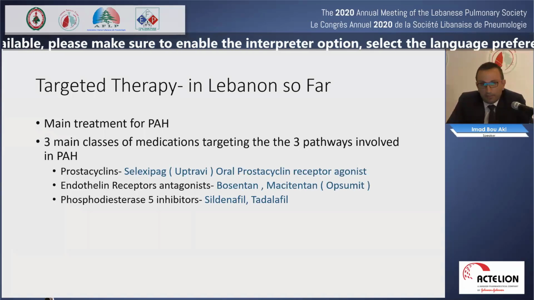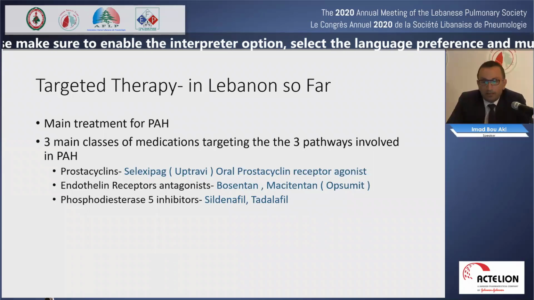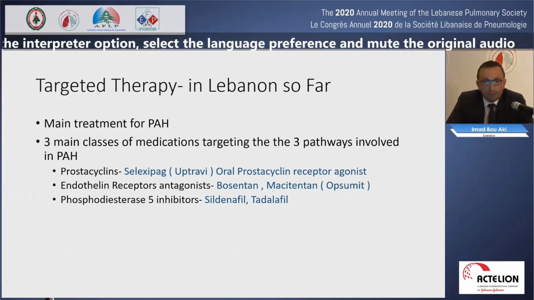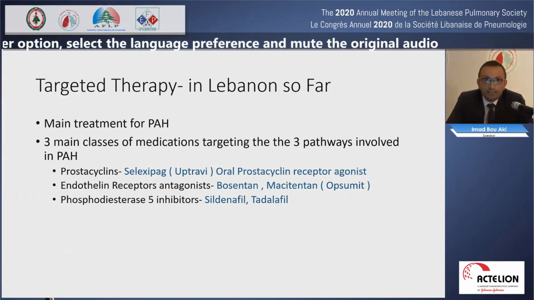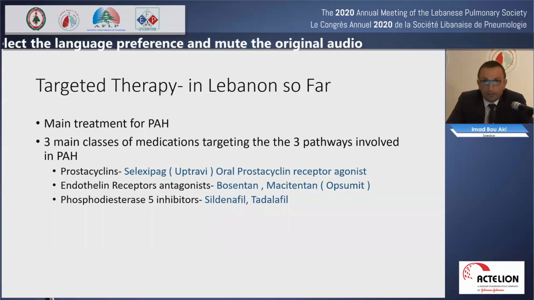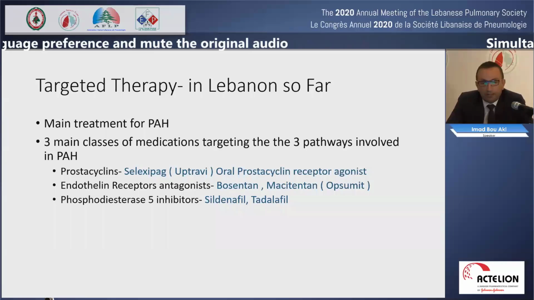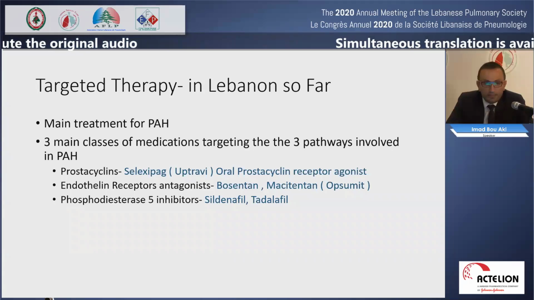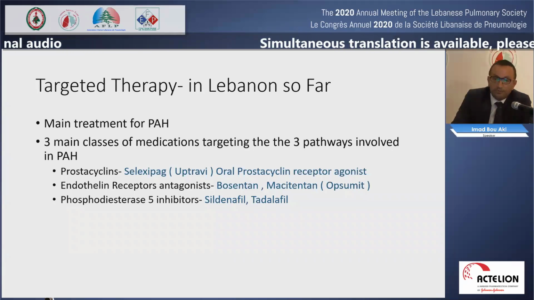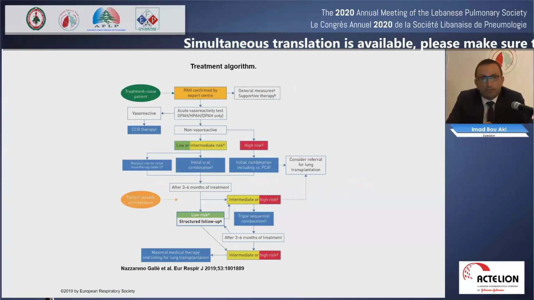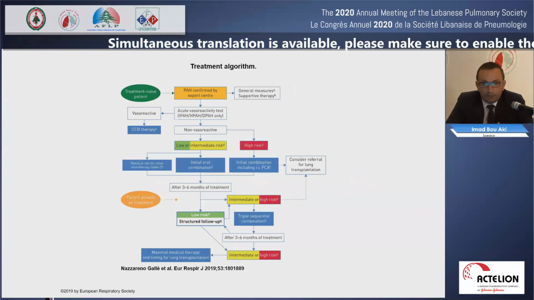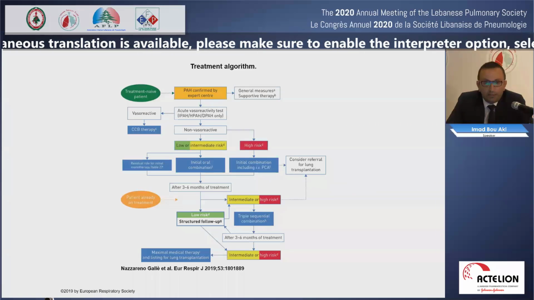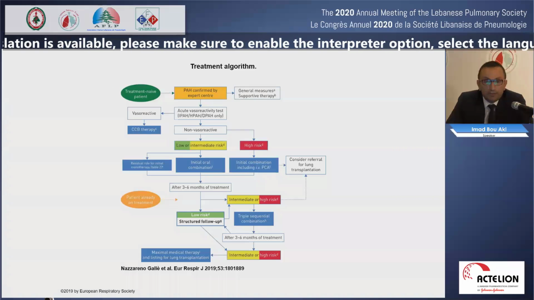In Lebanon, the treatment that we choose is obviously limited to what we have. We have Selexipag, which is not really a prostacyclin, but an oral prostacyclin receptor agonist. So it acts like a prostacyclin, so I left it within that pathway. The endothelin receptor antagonists that we have are bosentan and macitentan, and the phosphodiesterase inhibitors, sildenafil and tadalafil. All of them have been investigated.